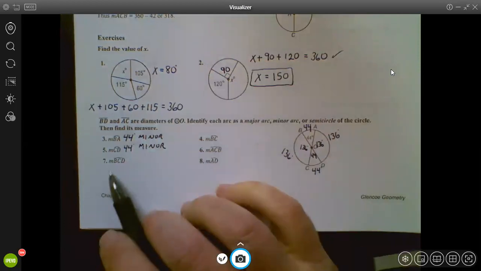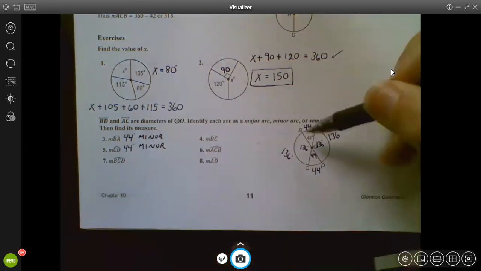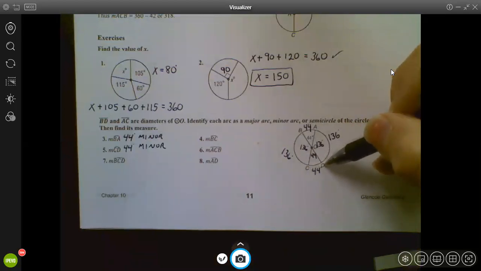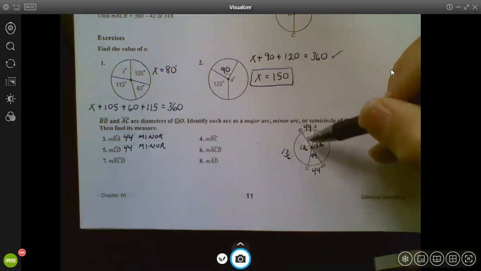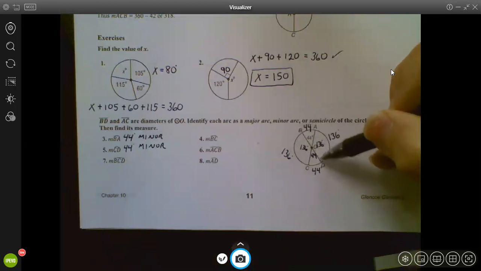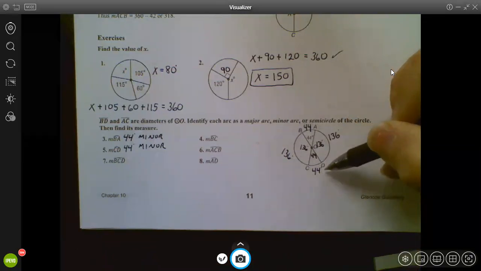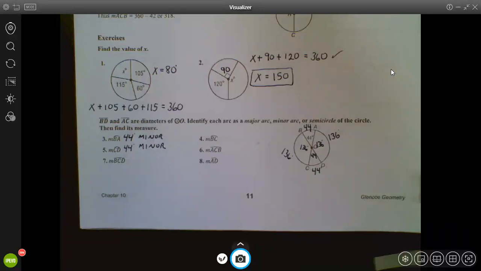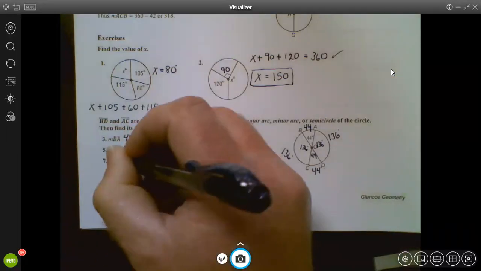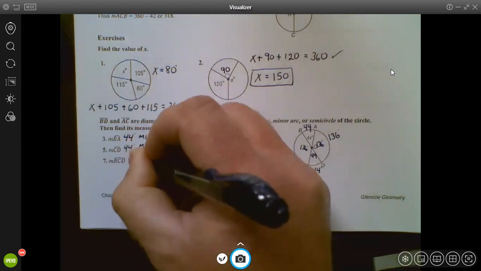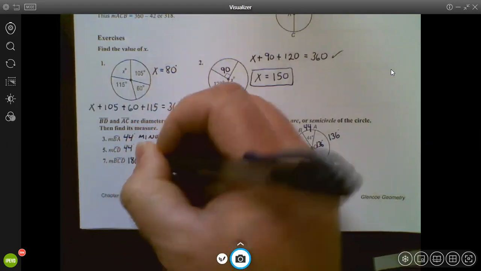All right, let's go down to the measure of BCD. So take a look at BCD. We're starting at B and we're ending at D. We already know that this is a diameter because it goes right through the middle of the circle. So if I just add these together, we already know they're going to add to 180 since BD is a diameter. So if it's exactly 180, we know that is a semicircle.